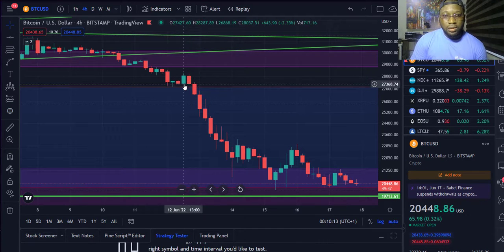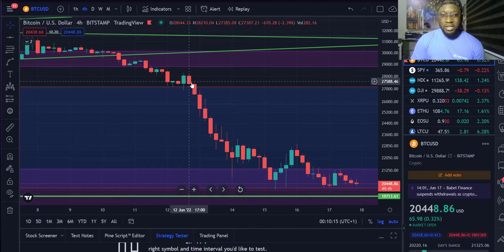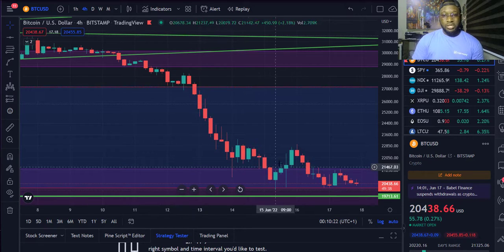That's a bearish signal. That's a confirmation that the price is going down. So that's why I entered around 27,150. I shorted it downward. So that is how to actually identify your own breakout.